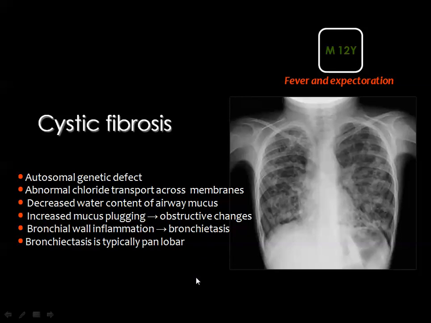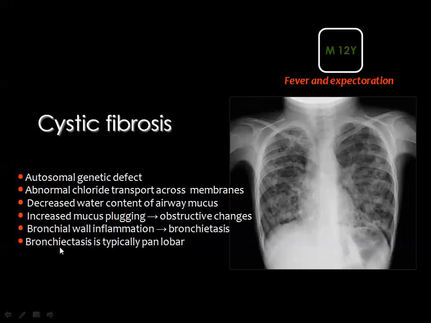And this will result in the decreased water content of the airway mucus, and then the mucus will be viscid. This disease was previously known as mucoviscidosis due to the presence of the viscid mucus in the respiratory tract, and this mucus may result in plugs which can obstruct the bronchi. After bronchial obstruction, there may be some inflammatory changes in the wall of the bronchi resulting in bronchiectasis.